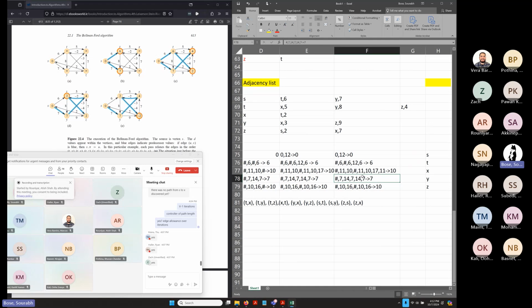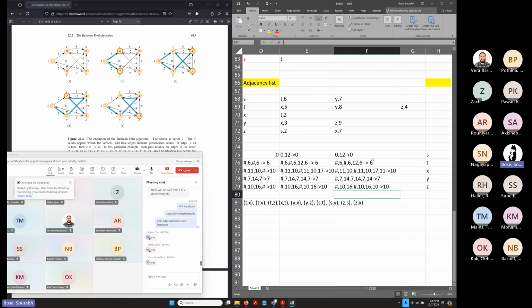S to T is 6 and we are offering S to T is 6 plus Ty is 8. So we are offering 6 plus 8, so that's a 14. It remains 7. Then we have Tz. Currently it's 10. We are offering S to T, that's 6 plus Tz is 4. So we are offering 10 and it remains 10. Oh, I should have maintained the dot pi as well. I forgot to do that. Anyway, then Tz is done.